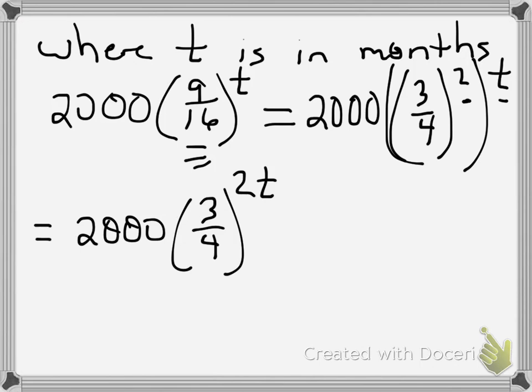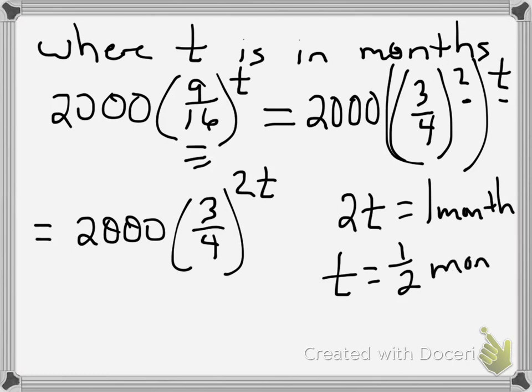So the question says, how long does it take for this population to decrease to 1/4 of its original value? Right now it shows it's decreasing by 1/4, but the exponent, instead of t, is now 2t. Remember, our exponent was in months, so I know that 2t has to equal 1 month. When I solve for t, I divide both sides by 2, and I get t equals half a month. So it takes half of a month for this population to decrease to 1/4 of what it originally was.